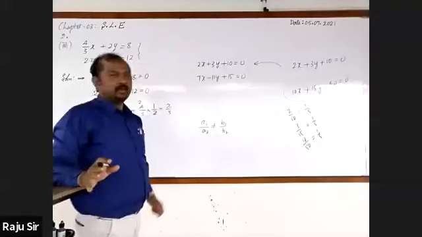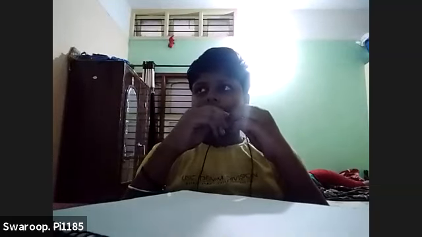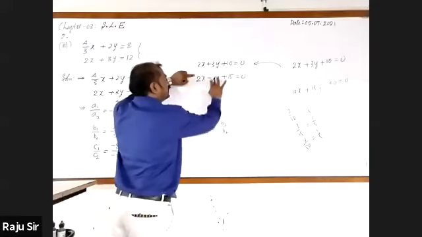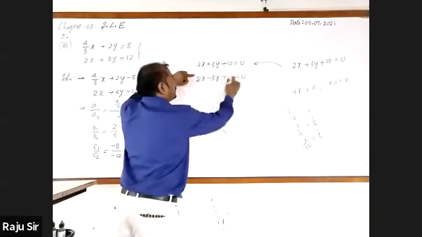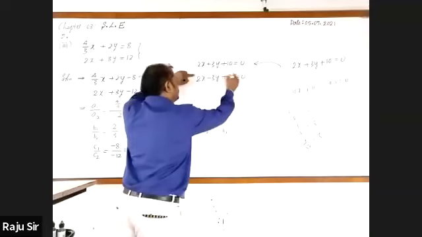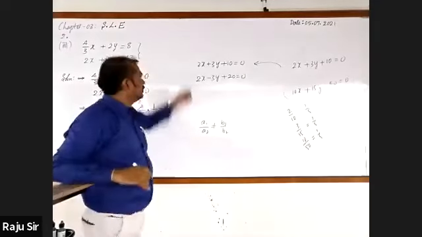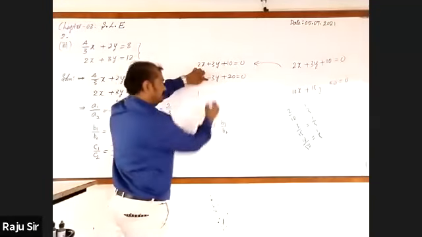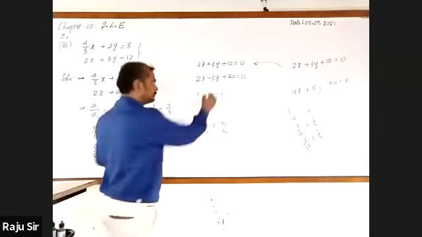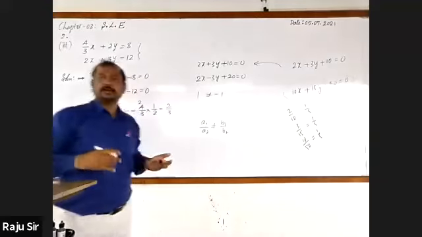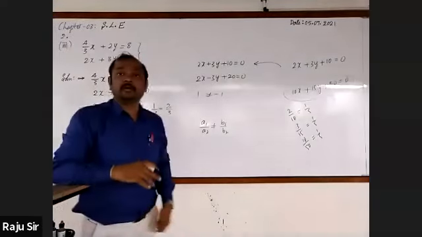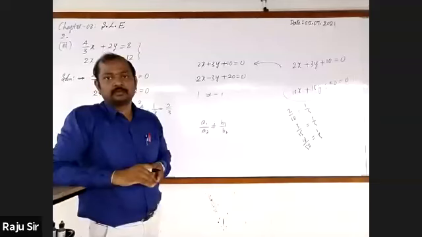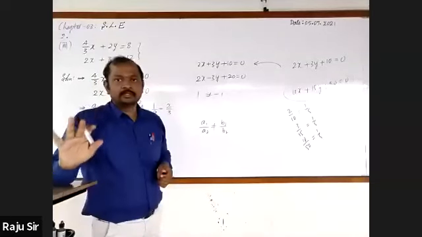Followed? Even you may also write the same equation like 2x minus 3y plus 10, 20, 30, whatever the number you want. Look here. Here 2 by 2 is 1, 3 by minus 3 is minus 1. These two are not equal. Hence, you can say that they have a unique solution. Did you understand? Any doubts?